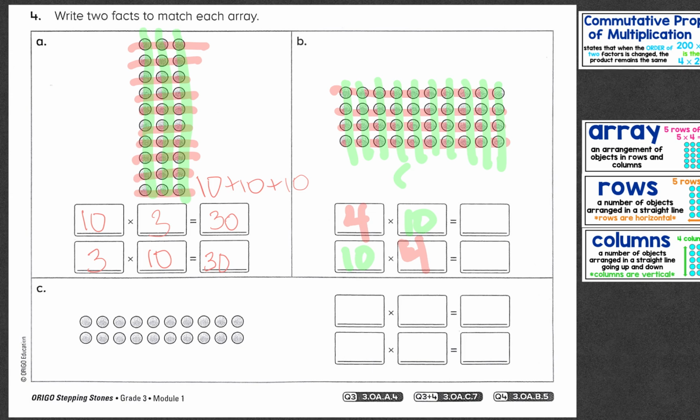So, 10 is a friendly number. It is much easier to count by 10s than to count by 4s.